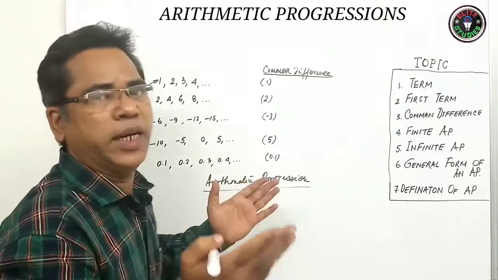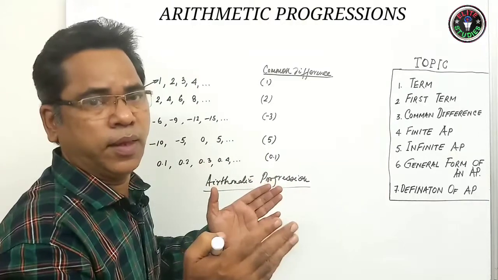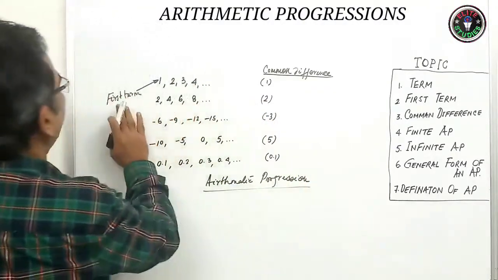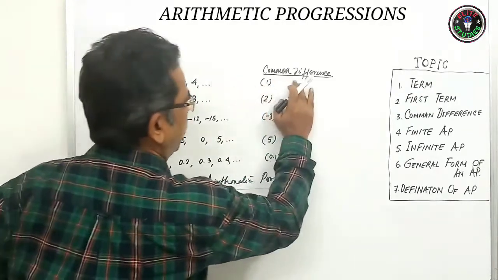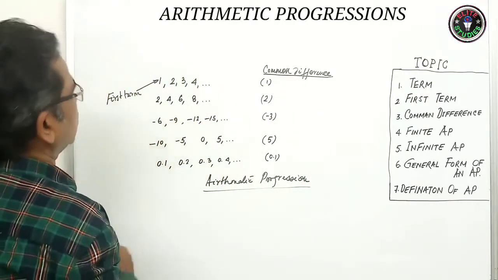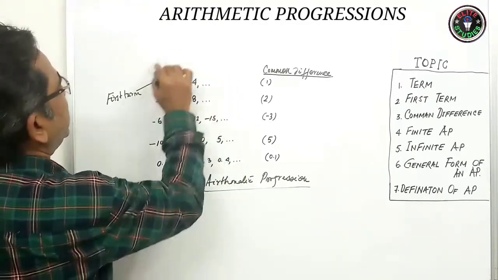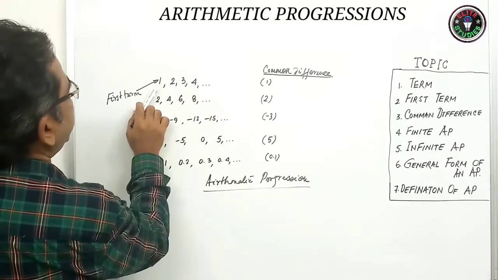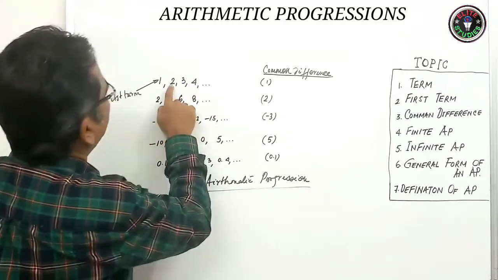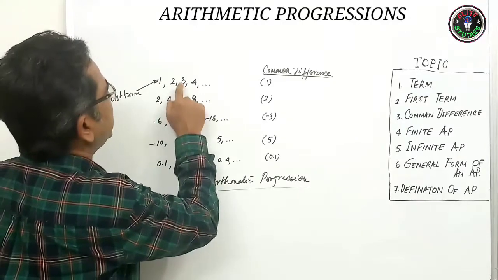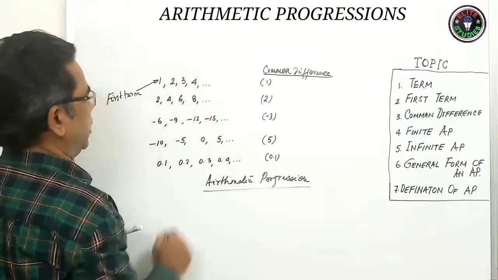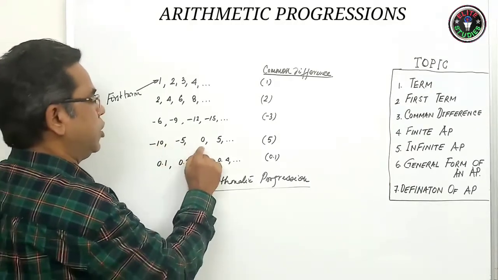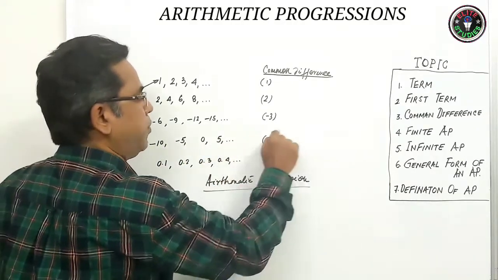And the very first number in the series is called the first term. It is understood from the name itself, first term: the term which is the first in the series. I hope you have understood what the first term and common difference are. Now let us analyze again. In this list, 1 is the first term, 2 is the second term, 3 is the third term, 4 is the fourth term. Similarly, minus 10 is the first term, then the second term, third term, fourth term, fifth term, sixth term, and like this it goes on.